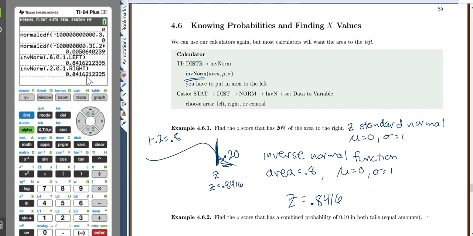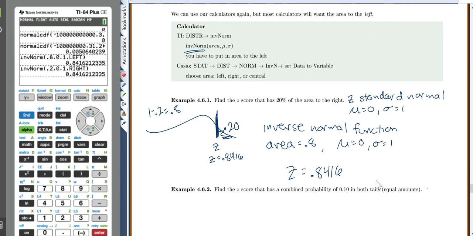And notice I still get the same z value. So it just depends on what calculator you're doing, whether or not you have to learn these tricks, or you can just put it straight in.